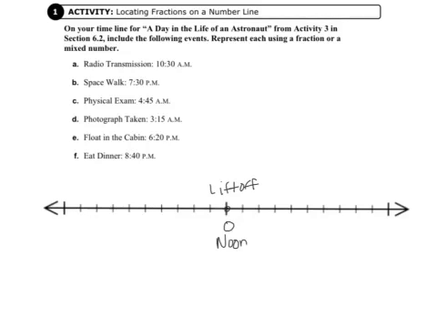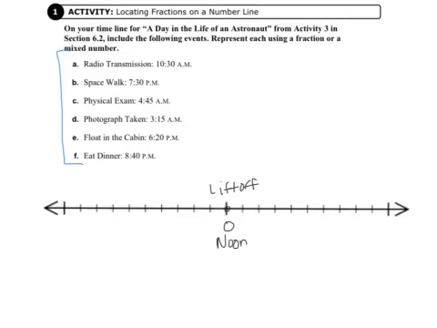Activity 1, we're going to be locating fractions on a number line. On your timeline for A Day in the Life of an Astronaut from Activity 3 in Section 6.2, include the following events. Represent each using a fraction or a mixed number. I'm going to tell you that we did not do this activity. So we're going to start from scratch with a blank timeline, and we're just going to use the events that are listed in this activity.